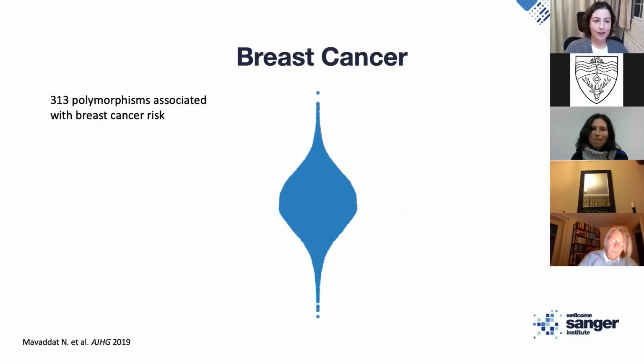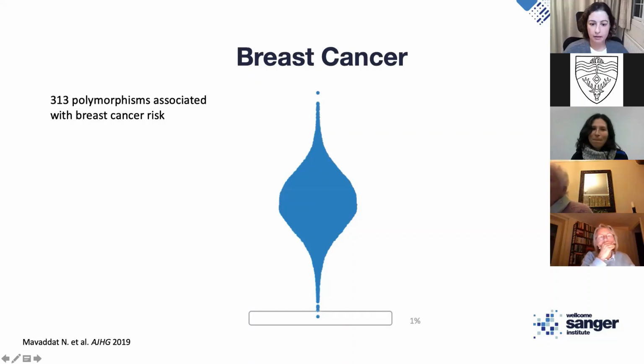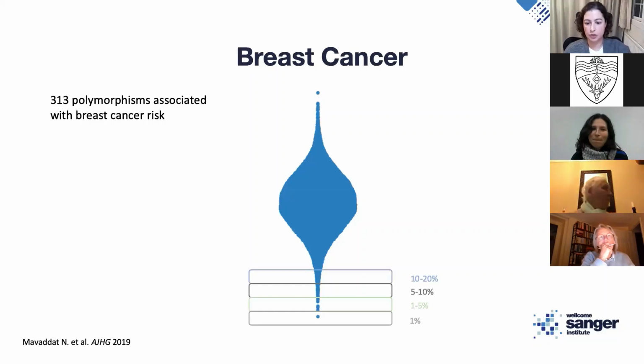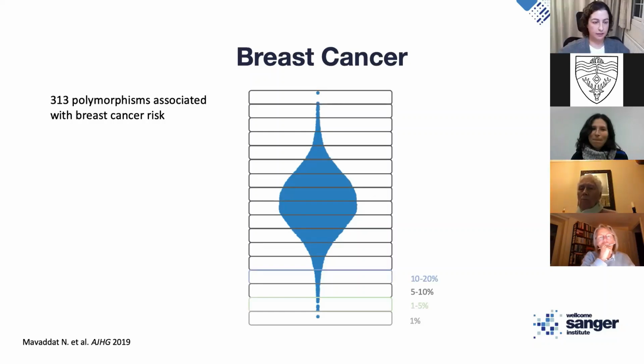This comes from work done by the team I used to work with before, at the University of Cambridge, where they generated a PRS, in this case for breast cancer, using 313 variants, polymorphisms associated with breast cancer. Now we have a similar distribution, and instead of looking individual by individual at their specific PRS, we can think about compiling the people into risk groups. So people within the lowest 1% of the distribution, 1 to 5%, and so on, right? And now we have people defined in these bins.